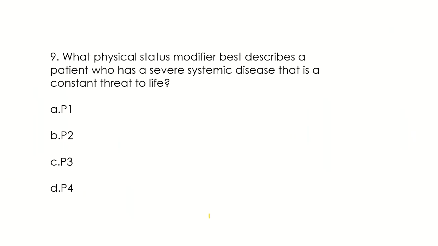Here is your first scenario. Okay, coders. We're going to start with the answers. A is P1, B, P2, C, P3, D, P4. What physical status modifier best describes a patient who has a severe systemic disease that is a constant threat to life? And you may begin now.